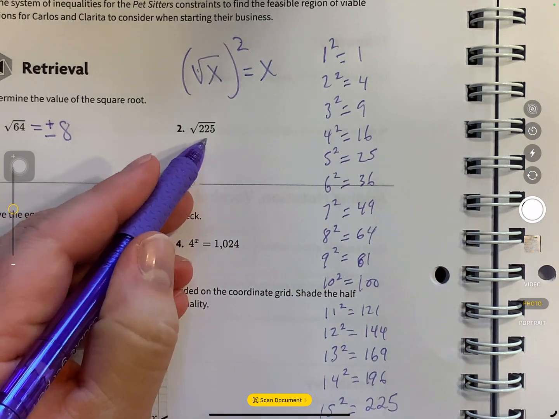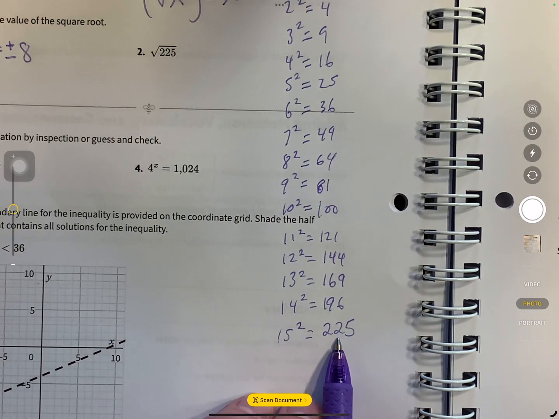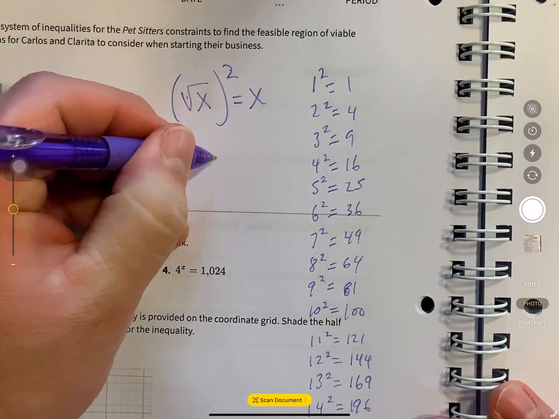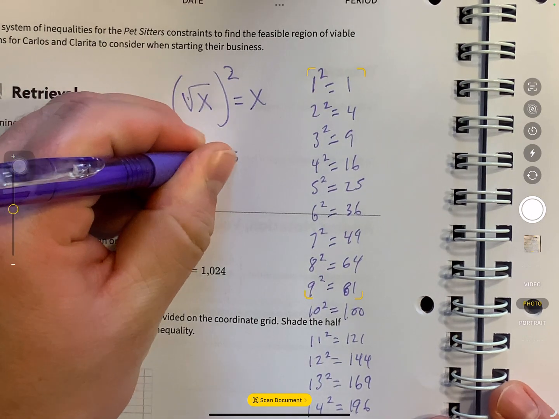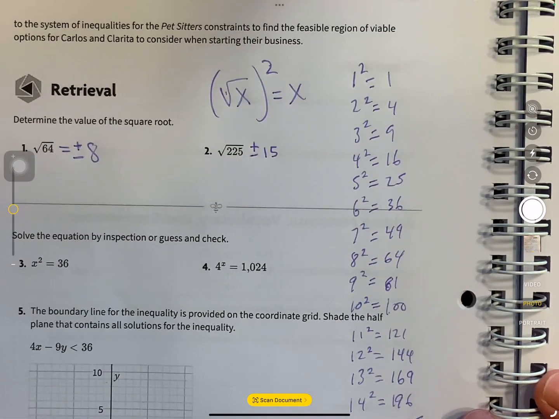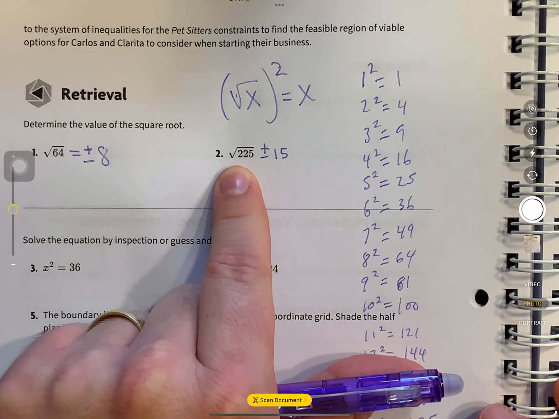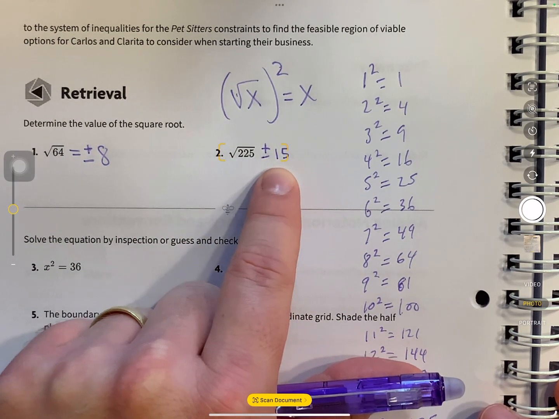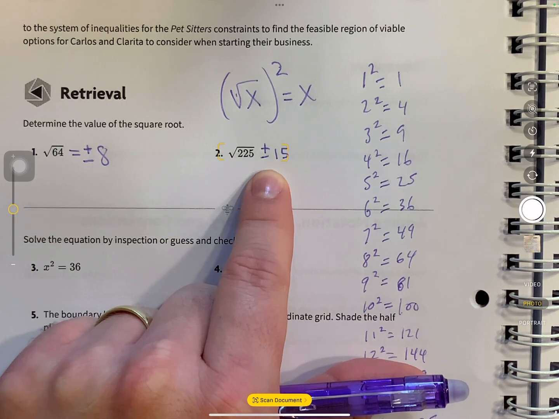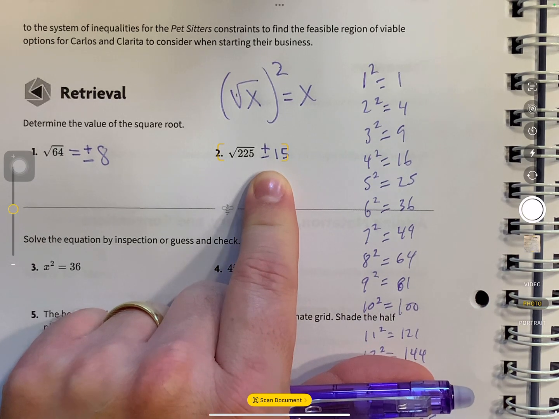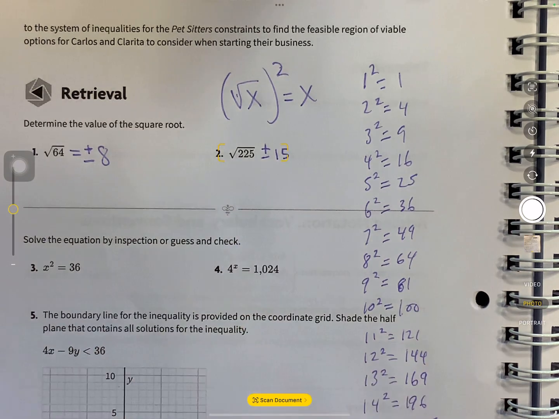Square root of 225, well, we have a cheat sheet right here, 225. The answer is 15, but I'm not just going to write 15. I'm going to write positive and negative 15. And again, you can use a calculator. The calculator will never give you the negative version. If you type in square root of 225, it just says 15. So I need you to know that it's also negative 15. And the reason why it's negative 15 is because negative 15 times negative 15 is also positive 225. Okay.